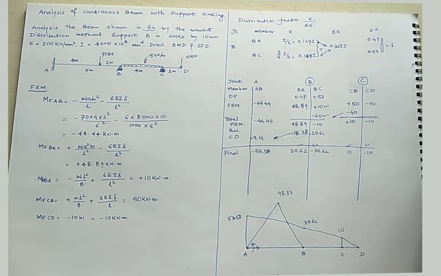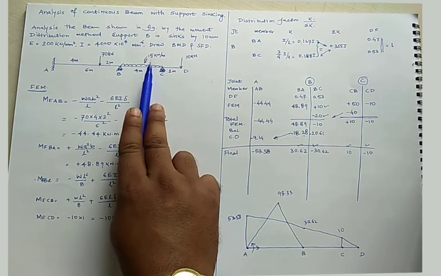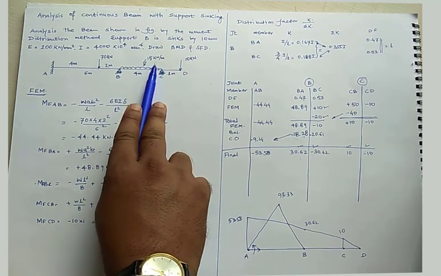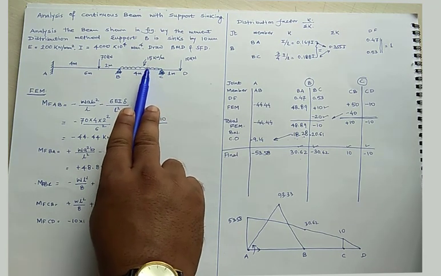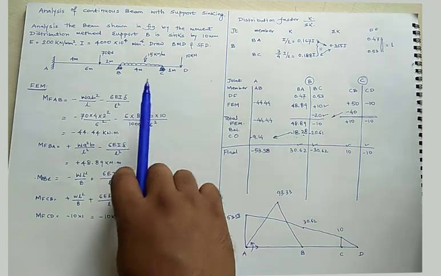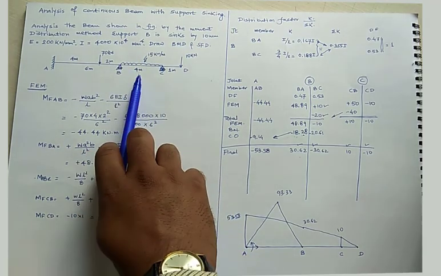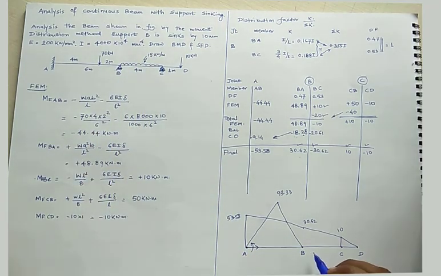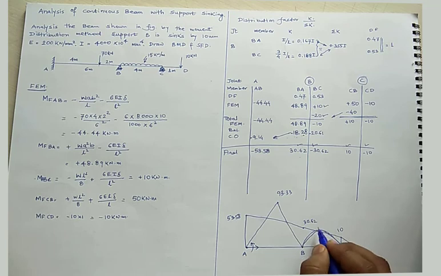Now if you calculate the free bending moment diagram for the given loading for BC, as UDL is given, it will be WL square by 8. The value of W is 15, the value of L is 4, so it is 30 kilonewton meter we are getting.